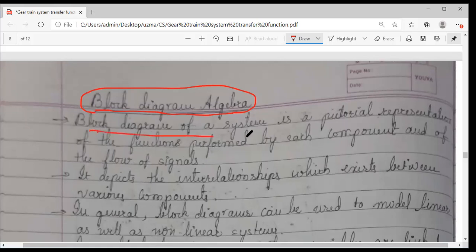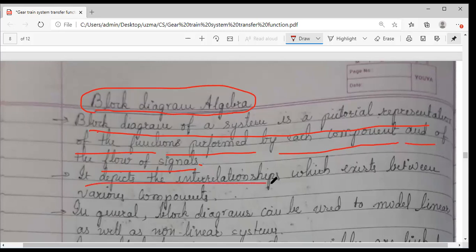So a block diagram of a system is a pictorial representation of the functions performed by each component. Whatever functions are performed in a system by each component, we can represent in the form of a block diagram, and of the flow of signals. So आपको block diagram के जरिए flow of signals भी पता चलेगा.